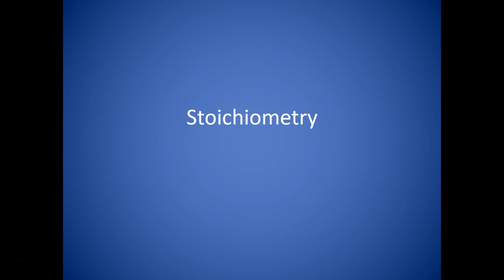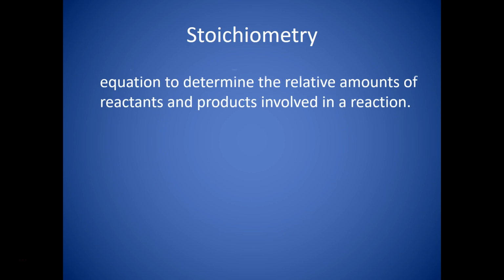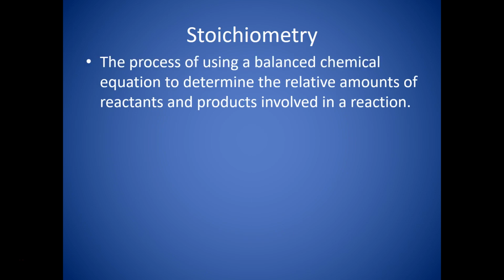This video is all about stoichiometry, which is a fancy word for something that's really not that hard and that you're going to be great at. So first up, what is stoichiometry? It's the process of using a balanced chemical equation to determine the relative amounts of reactants and products involved in a reaction. And while that might seem like a lot and like something you don't know how to do, you already know how to balance chemical equations. And the rest of it, except for one step, is what we did in the last unit. So you're going to be great.